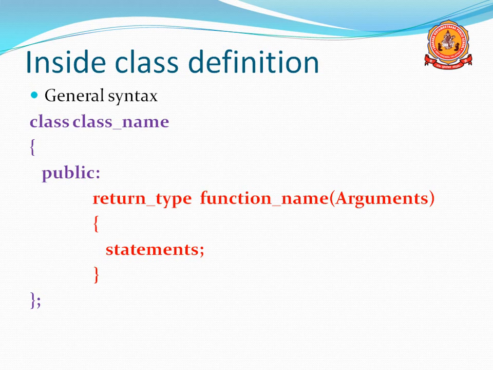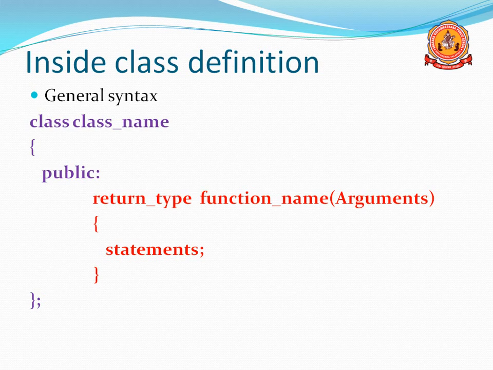Different return types are possible; either we can use any type or we can give void. Then open the flower bracket and write the function code. If you are adding two numbers, cin A, B, C equals A plus B, cout C. Then the closing flower bracket. That should be written inside the class definition. The class definition is not yet closed; you close it at the end with a closing flower bracket and semicolon.